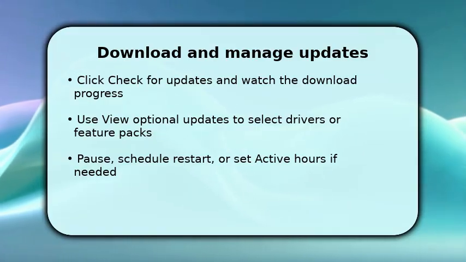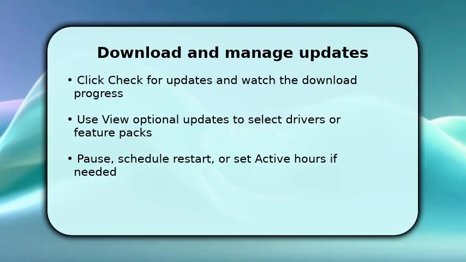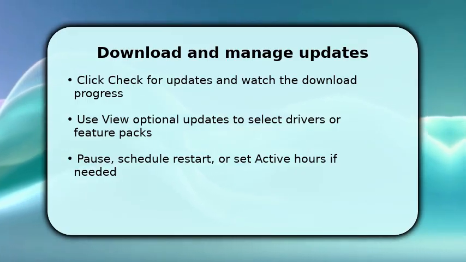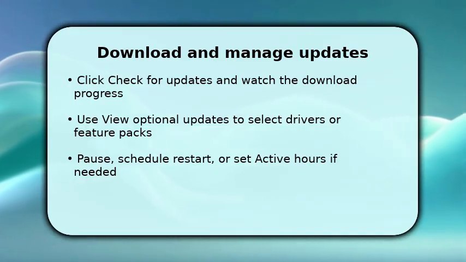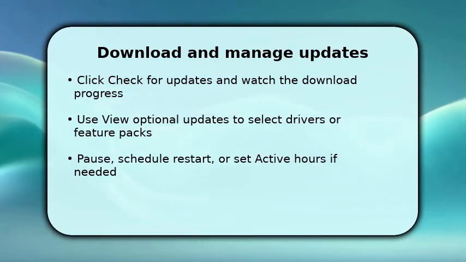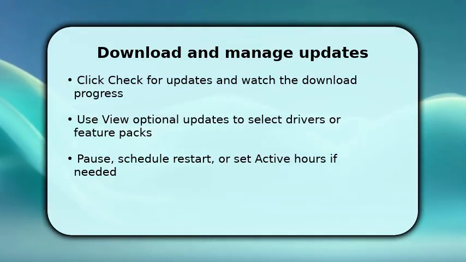Click Check for updates. Windows will detect and begin downloading required packages, showing progress. While it downloads, select View optional updates if you need specific drivers or feature updates. Choose only what you trust. If installations need a reboot, schedule restart or set active hours so you don't lose work.